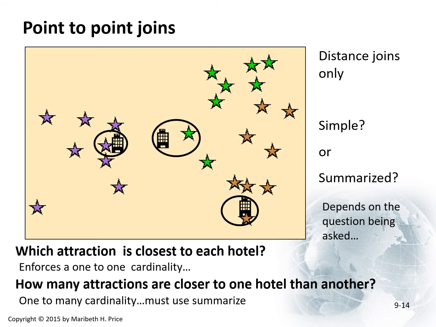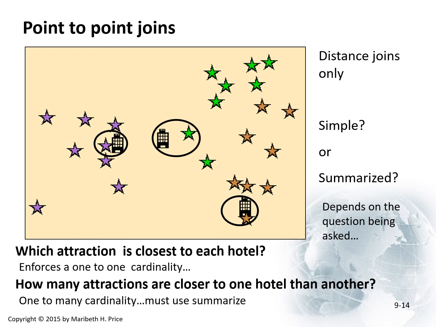Point-to-point joins are kind of interesting. These are distance only. They can be simple or they can be summarized. It really depends on the question you're asking. Which attraction is closest to each hotel? In which case, you look at each hotel, and it looks at a distance field to find out which of the attractions, or in this case the stars, is closest to it. And so it's a one-to-one, simple kind of relationship.